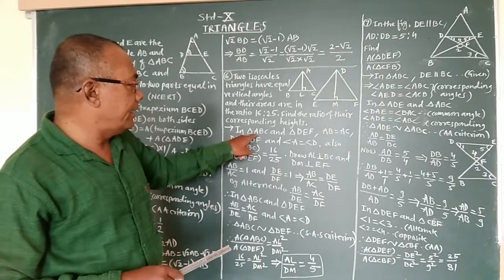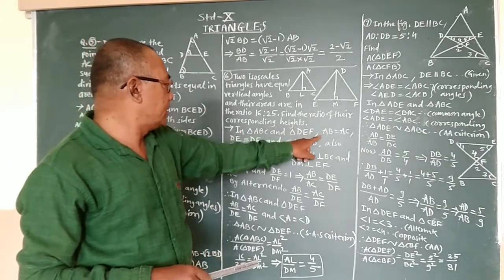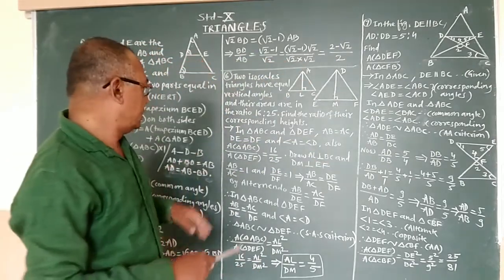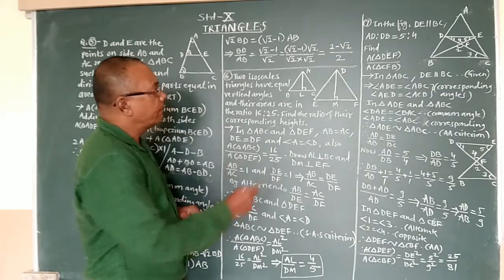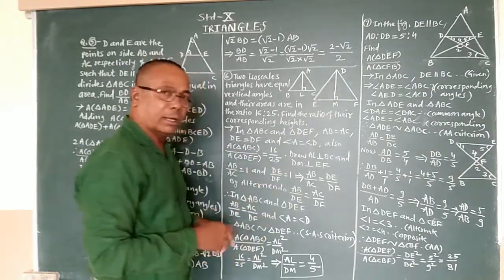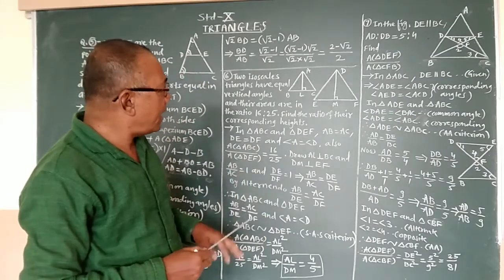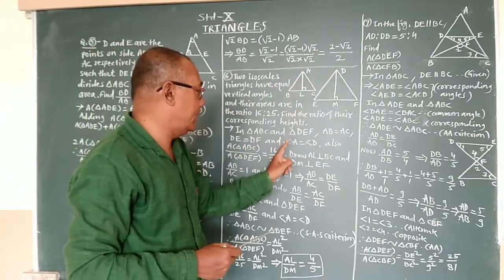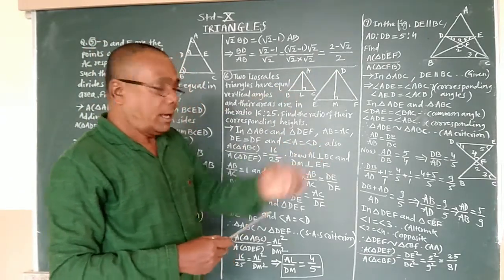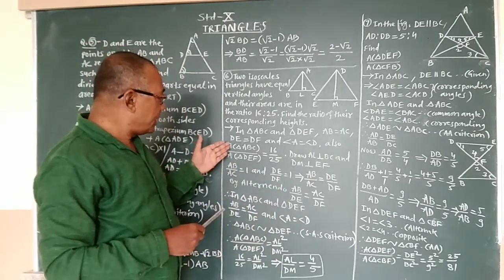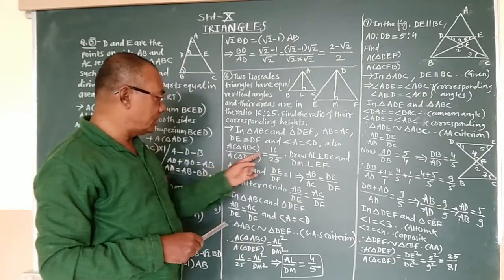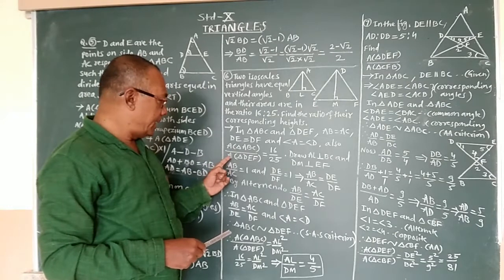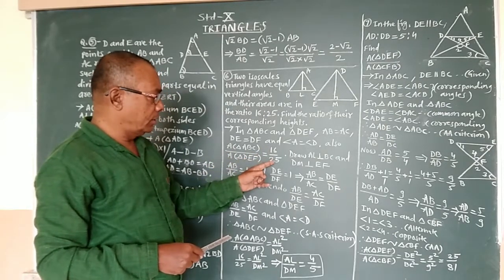So in triangle ABC and triangle DEF, it is given that AB equal to AC. Similarly, DE equal to DF, because both the triangles are isosceles. And similarly, vertical angles are also equal, means angle A equal to angle D. Also, it is given that the ratio of areas of the two triangles is 16 upon 25, and therefore area of triangle ABC divided by area of triangle DEF is equal to 16 upon 25.